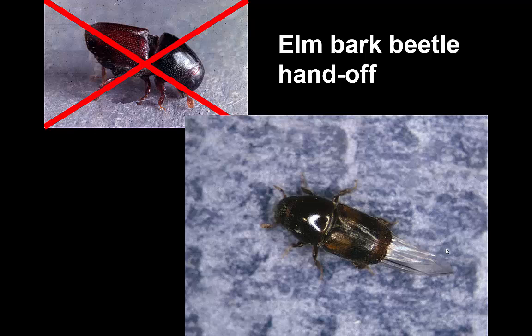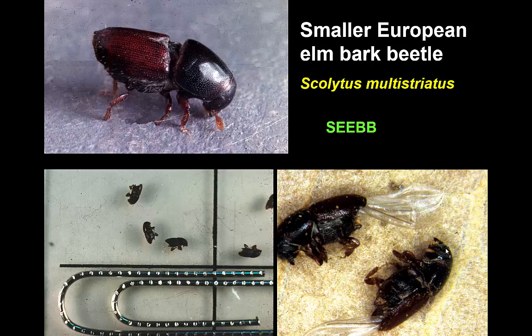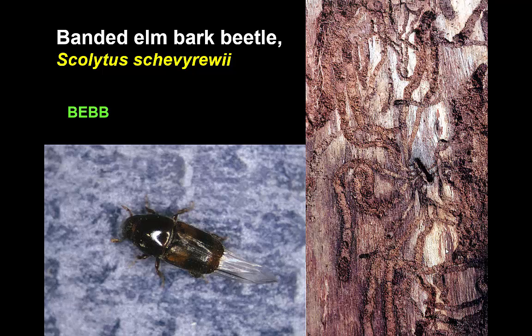So what we've seen is, in a very short period of time, what I would call the elm bark beetle handoff, where originally the smaller European elm bark beetle was the species we had. Again, this is the one that came over in the 1930s along with the fungus that produces Dutch elm disease. And that has been what we've had for some 80 odd years. In the last decade, we've become aware of the second species.